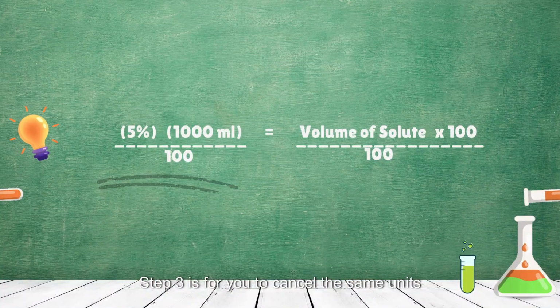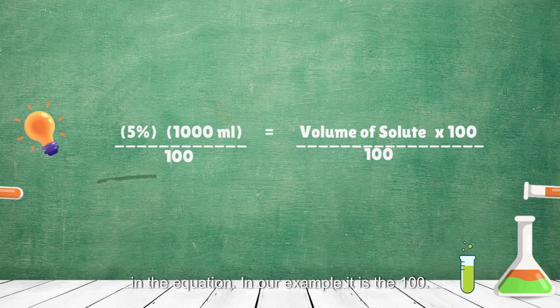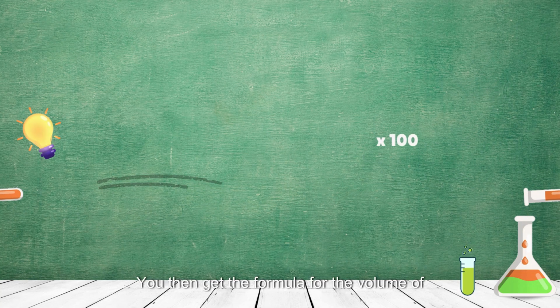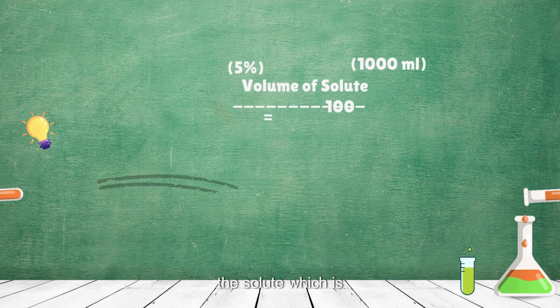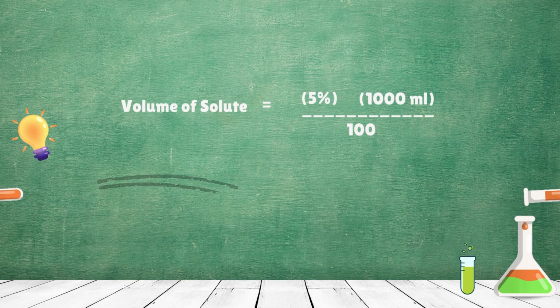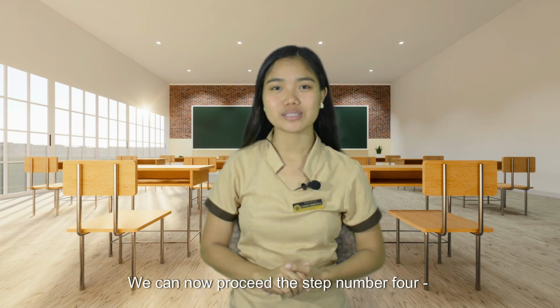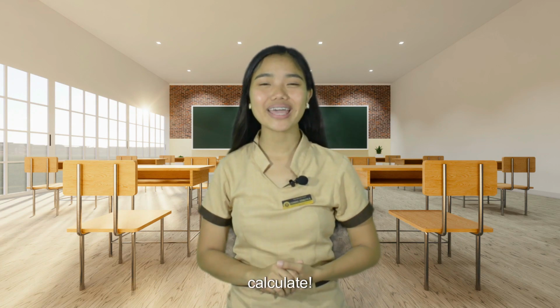Step 3 is for you to cancel the same units in the equation. In our example, it is the 100. You then get the formula for the volume of the solute, which is shown here. We can now proceed to step number 4, calculate.